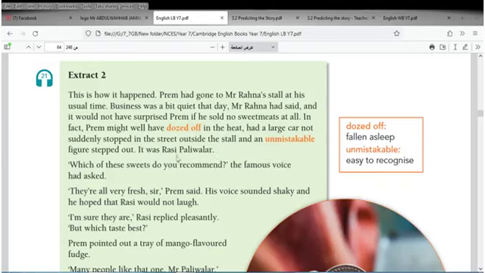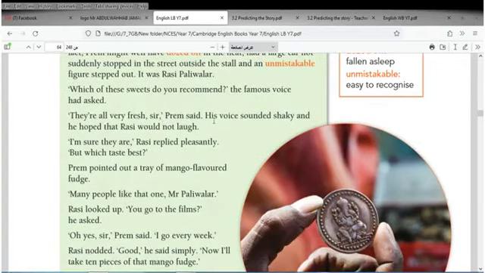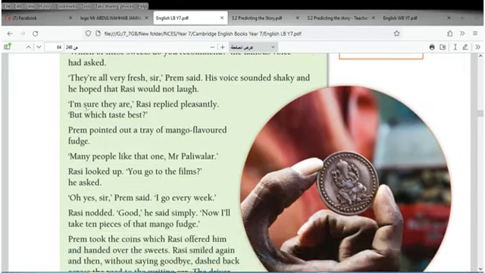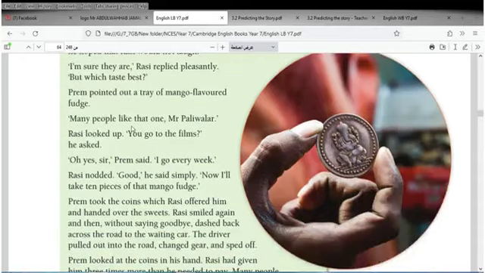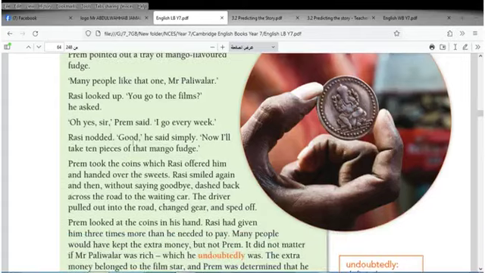It was Rasi Paliwala. "Which of these sweets do you recommend?" the famous voice had asked. "They're all very fresh, sir," Preem said. His voice sounded shaky, and he hoped that Rasi would not laugh. "I'm sure they are," Rasi replied pleasantly. "But which taste best?" Preem pointed out a tray of mango-flavored fudge. "Many people like that one, Mr. Paliwala." Rasi looked up. "You go to the films?" he asked. "Oh, yes, sir. Preem said. I go every week. Rossi nodded. Good, he said simply. Now, I'll take 10 pieces of that mango fudge.